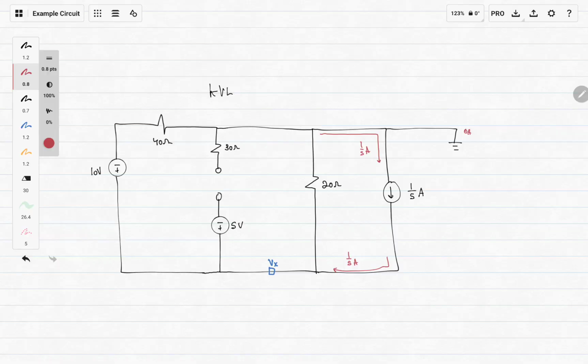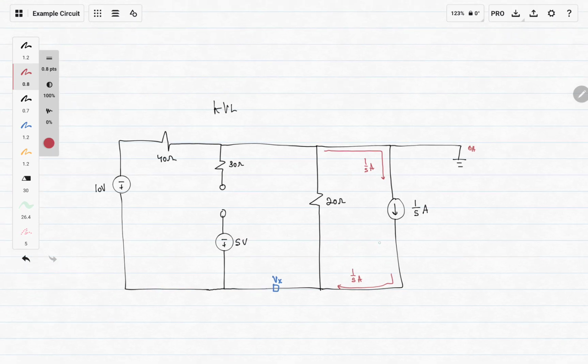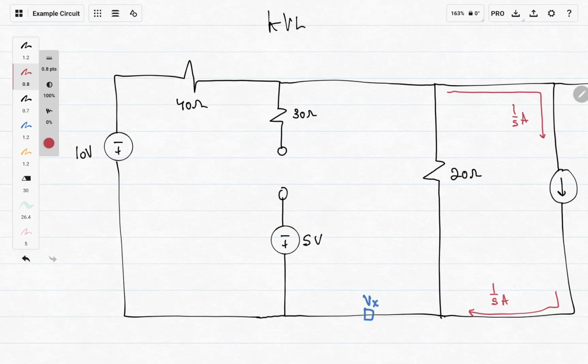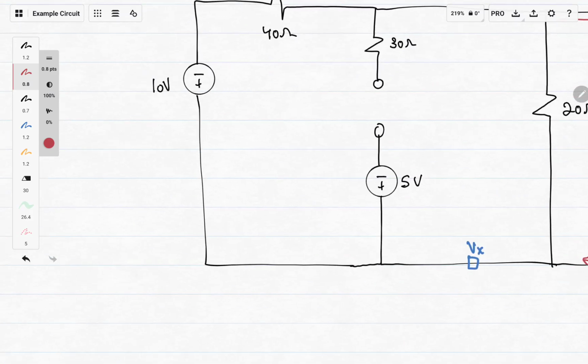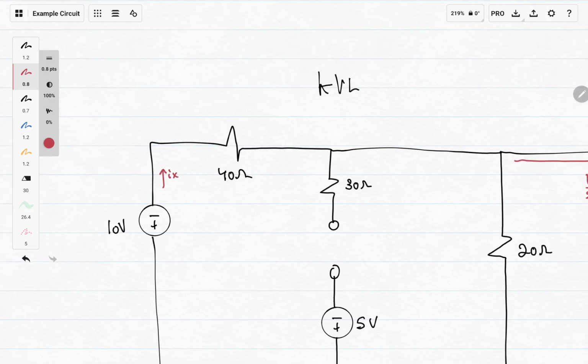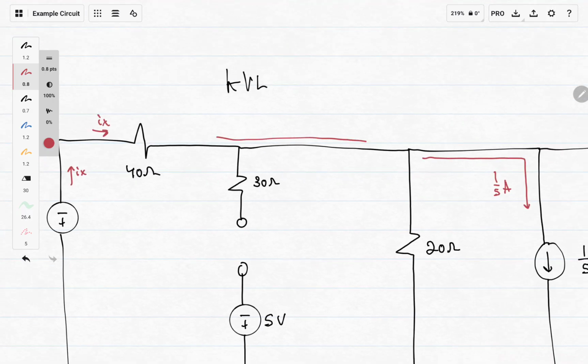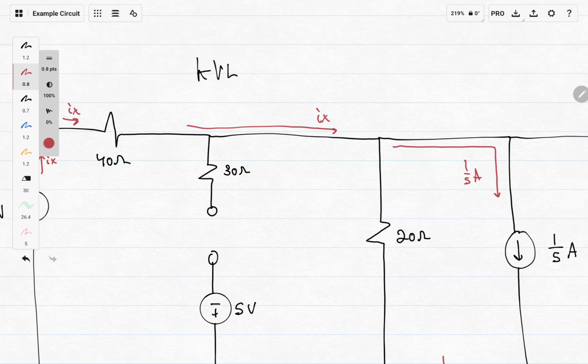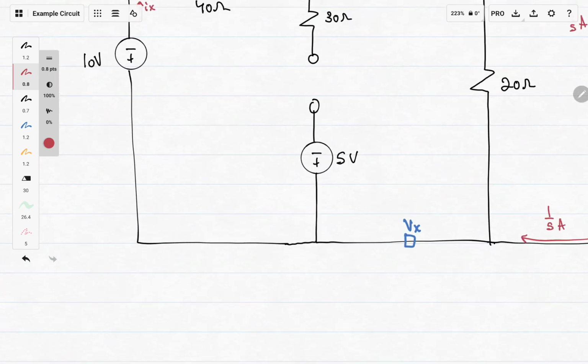Now, there's a problem in this circuit. Oh, there's not really a problem, but the thing with this circuit is that we can't just use one current because there's no current going over here. So we have to put our own current, and I'll call it Ix. So Ix is going through here, all the way right here, Ix. And Ix is also going through right here too.